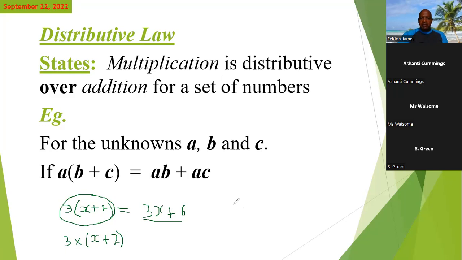Now, let me look at another one. Suppose I have 3 brackets 2A, oh, that's supposed to be A, 2A plus 4B plus 6C. What would be the answer here? I'm going to call on individuals. So this is 2A, this is 4B, this is 6C.